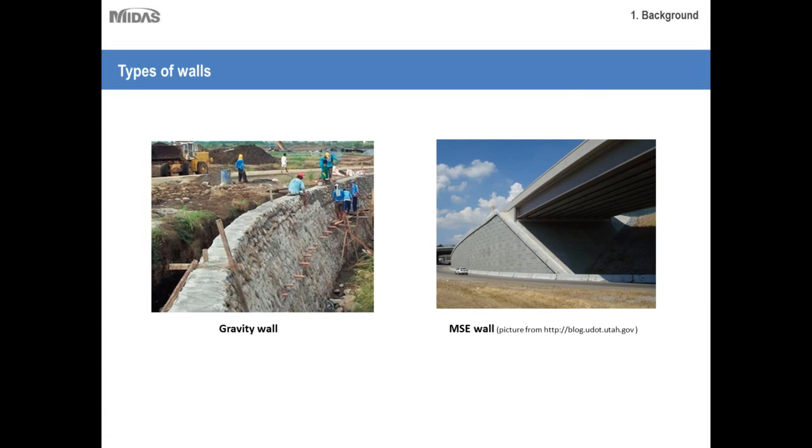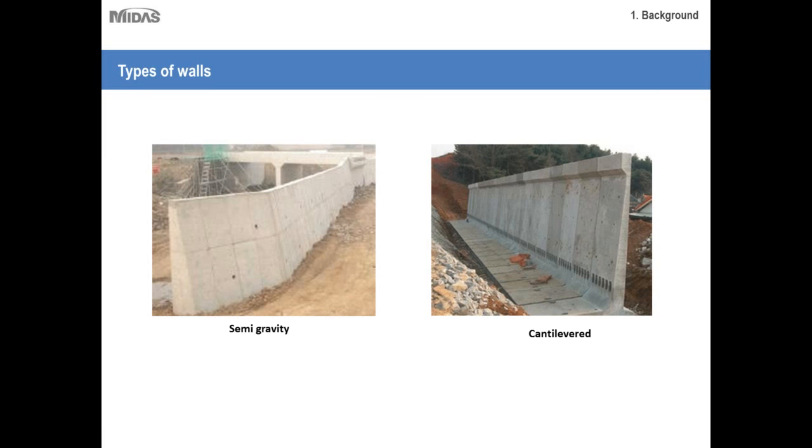On the right hand side we have MSE walls, which is also a type of gravity wall, but here you can see it has a clean, neat finish. Where you have to use a gravity wall, but it is used in a commercial place and it affects the aesthetic environment of the place, you generally go for MSE walls over the conventional gravity wall.